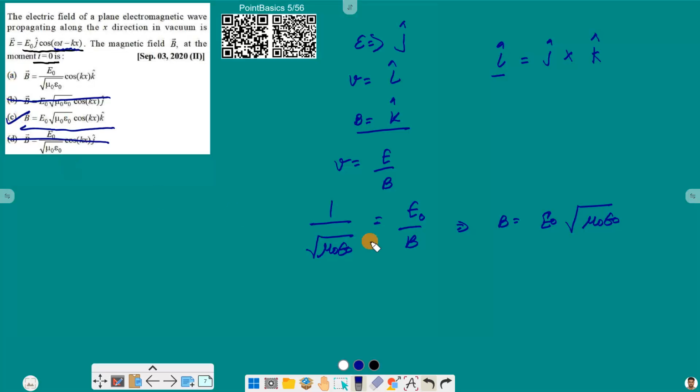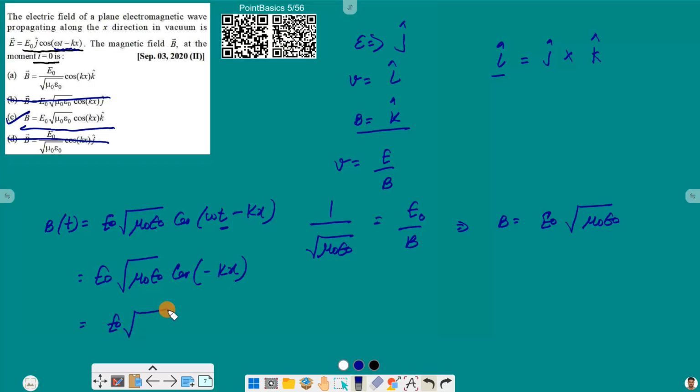Oh, sorry. Let us first write the full equation. So the magnetic field B of t will be equal to E naught under root mu naught epsilon naught and cos of omega t minus k x. Now we have to find it at t is equal to 0. So if we substitute t is equal to 0, then this will become E naught mu naught epsilon naught cos of minus kx, and cos of negative theta is also cos theta, so it will be E naught mu naught epsilon naught cos of kx, and that is option C here.